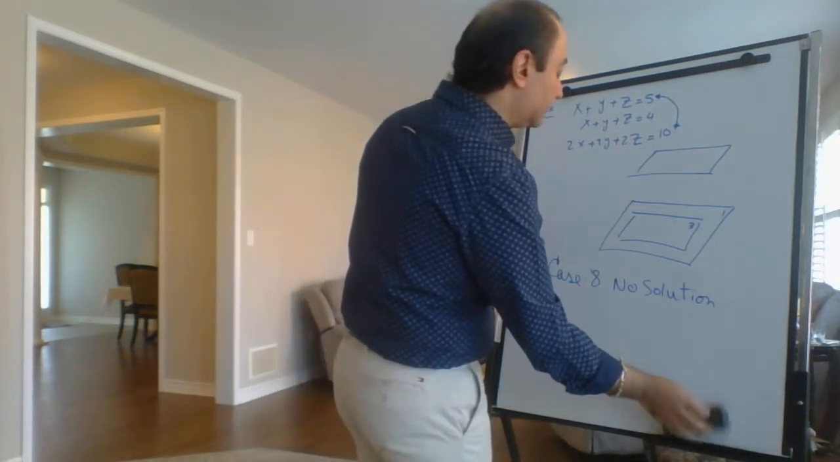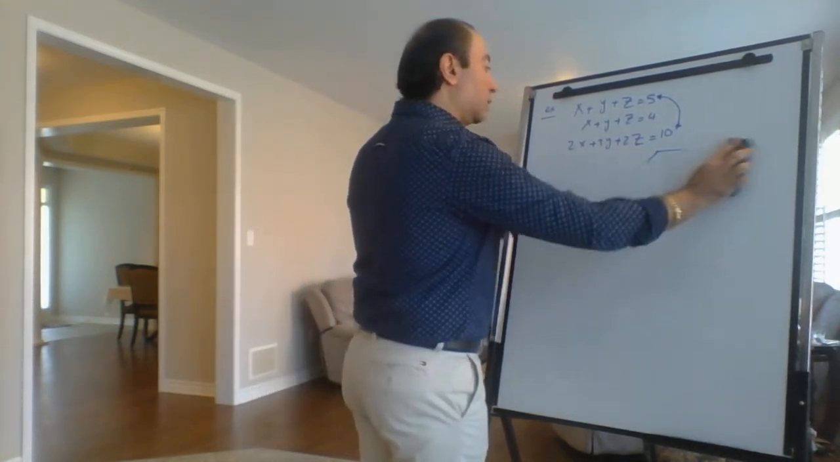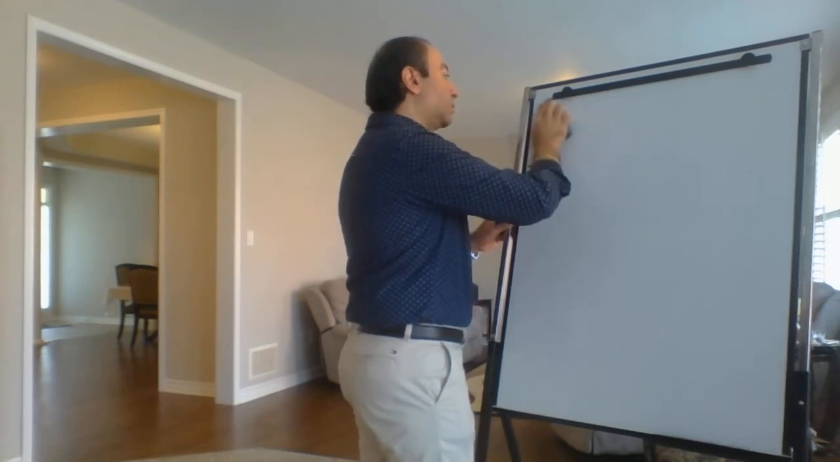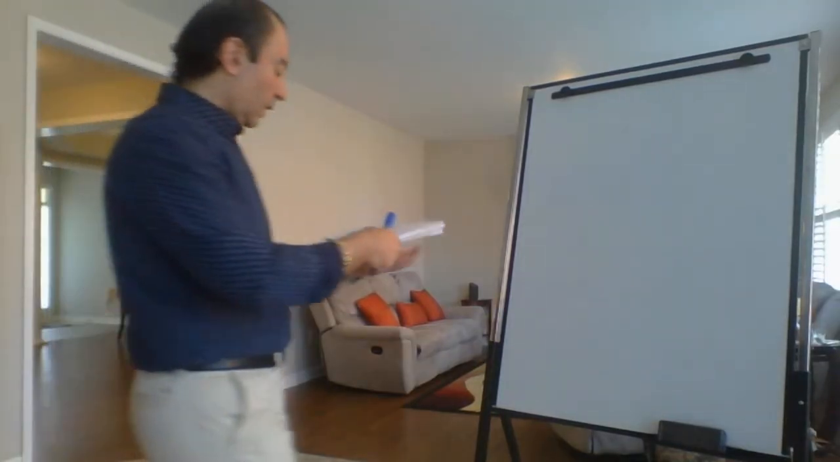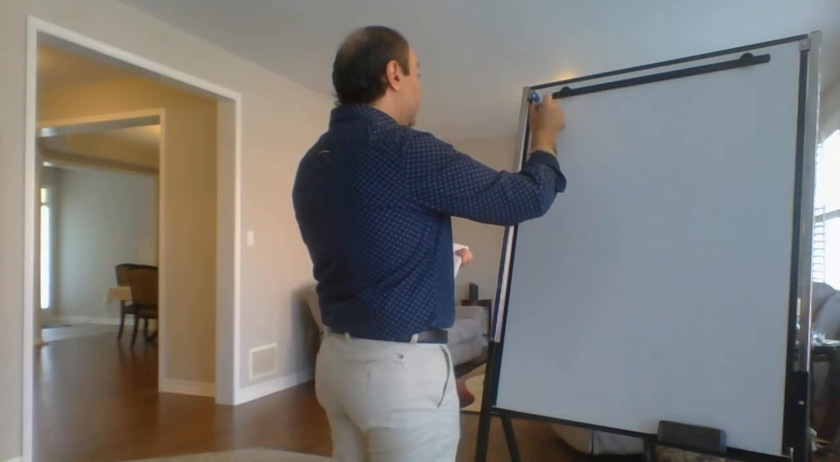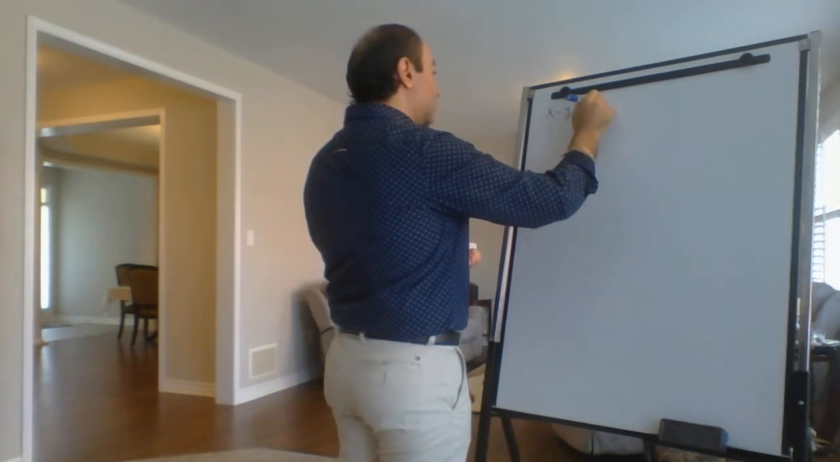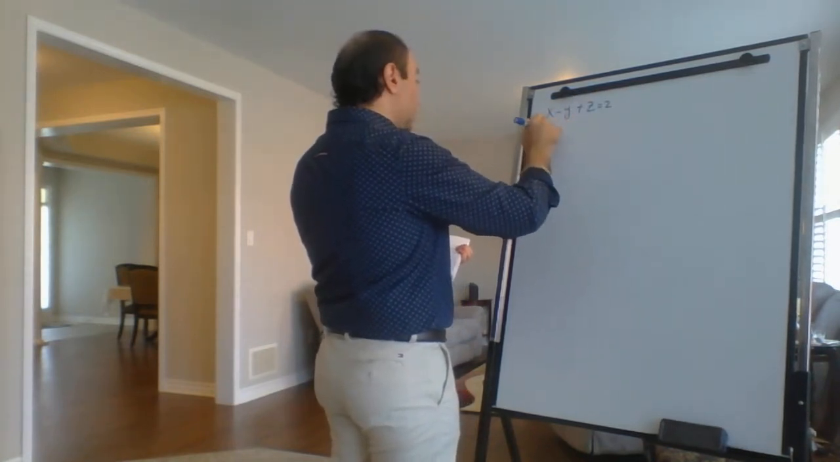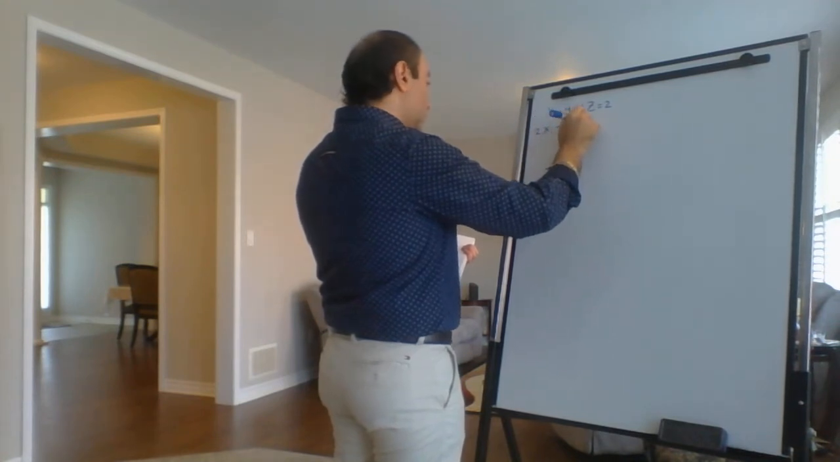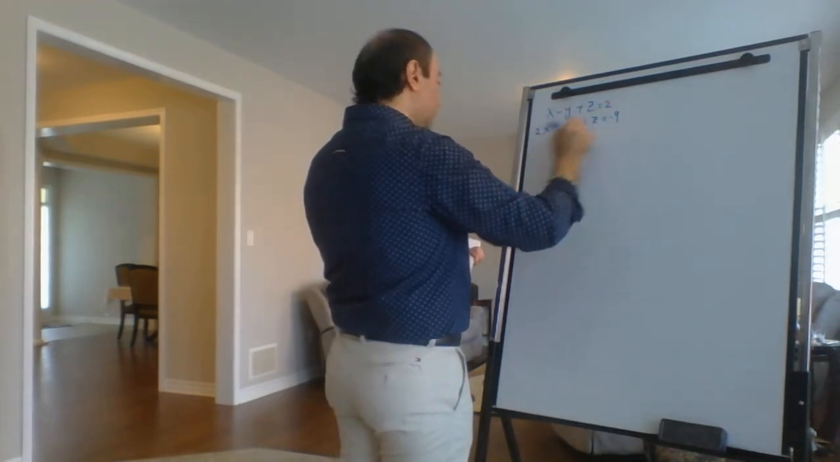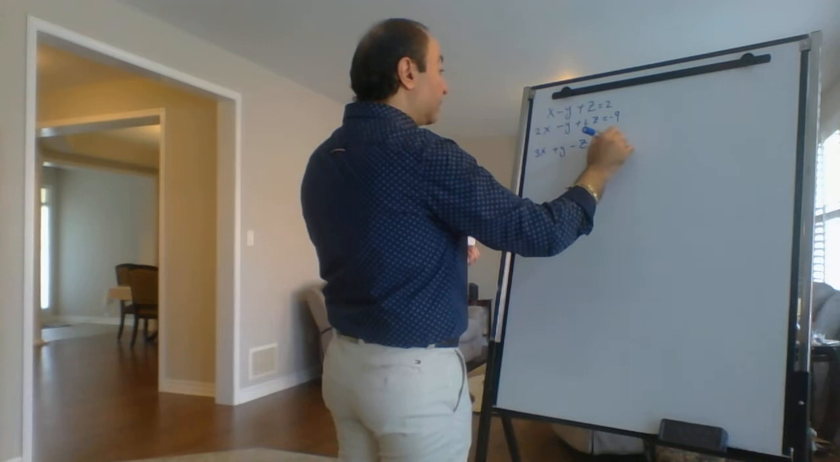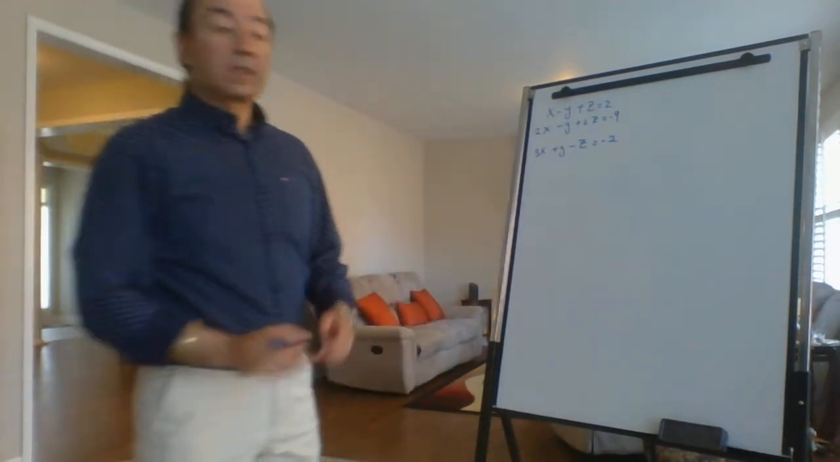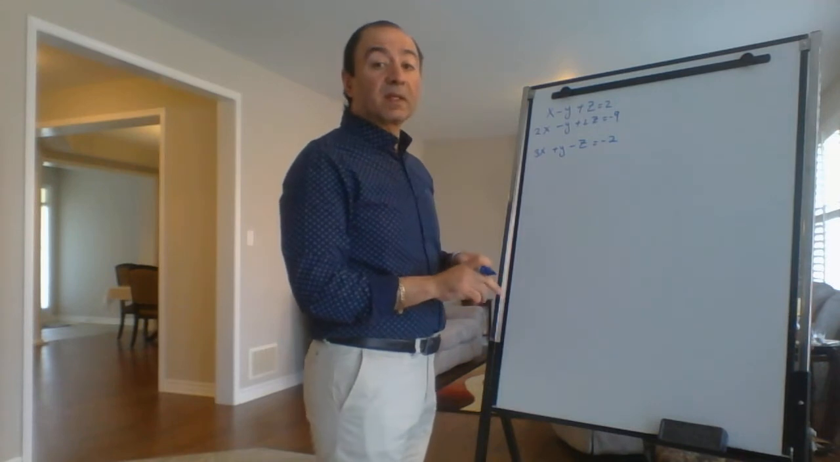Okay, now let us do this one. x minus y plus z equals 2, 2x minus y plus 2z equals negative 9, 3x plus y minus z equals negative 2. When I look at this, nothing is parallel and nothing is coincident.